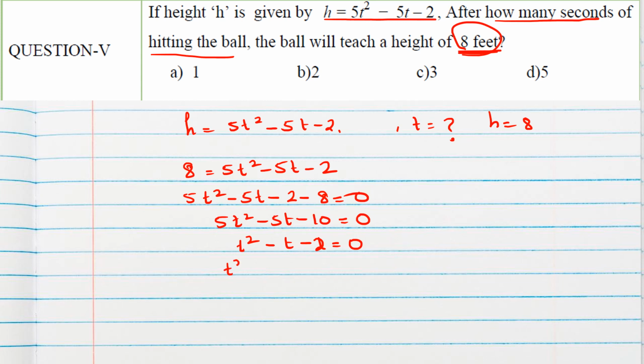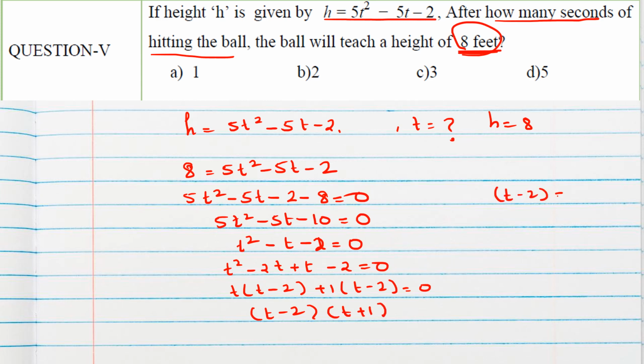So here we can write t square minus 2t plus t minus 2. Then we can take t common: t minus 2, plus 1 times t minus 2 common. So t minus 2 is common and t plus 1. So from the t minus 2 bracket we get t equal to 2 seconds. This other value we will discard because t will be minus 1 second, which is not possible. So t equal to 2 seconds is our answer.